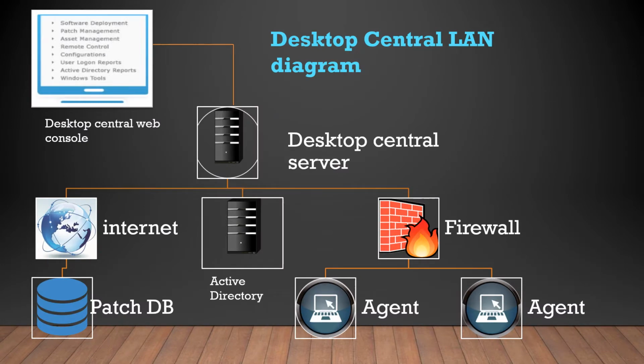And this is also the diagram. This is a Desktop Central LAN diagram. So here is my Active Directory, which has the domain, and this is the Desktop Central server. I have a firewall for agents and internet connected to my database and web console.